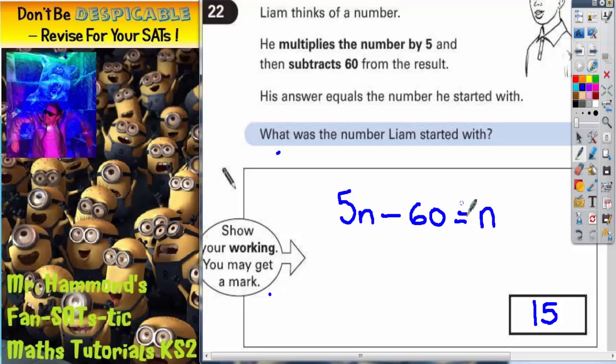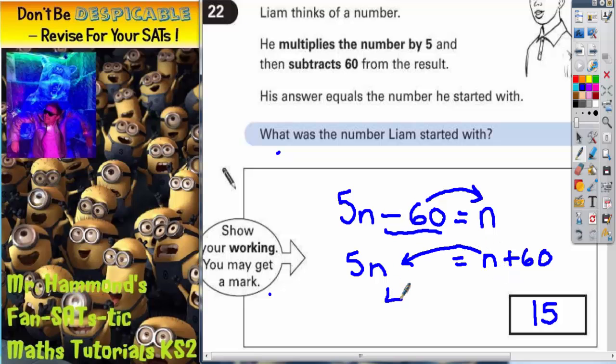Then we'd have to solve our equation. So what we're going to do is we're going to take this minus 60, and we're going to take it over, we're going to plus it on. So we've got 5n equals n plus 60. And then we're going to try and get all our letters on one side, so we're going to subtract this n from here to leave us with 4n equals 60.